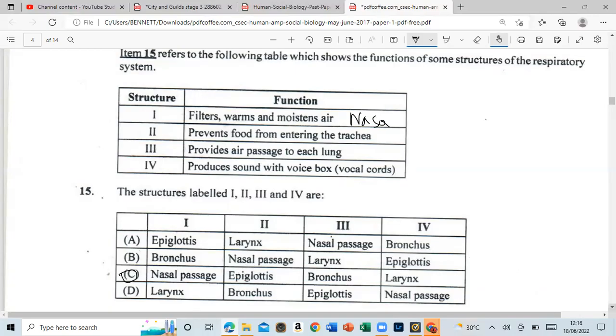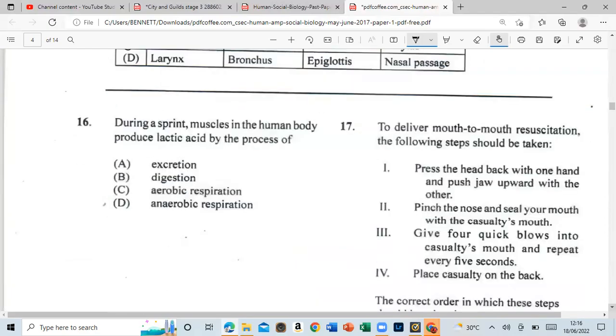Let's move on to number 16. During a sprint, muscles in the body produce lactic acid by the process of: A, excretion; B, digestion; C, aerobic respiration; or D, anaerobic respiration? And that would be anaerobic respiration.